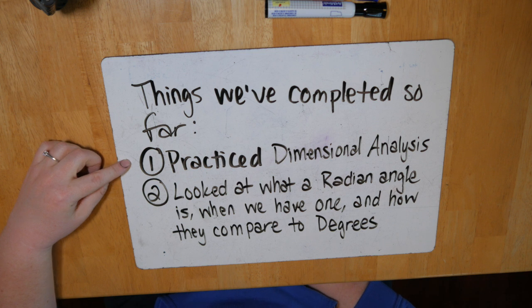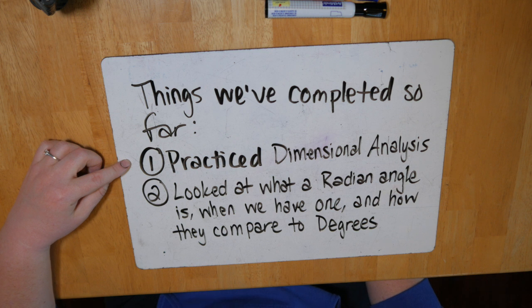I wanted to start by going over some things that we've been working on so far. So first we reviewed and practiced dimensional analysis, which is the process of converting values from one unit to another, or sometimes converting multiple units simultaneously. For example, if something is in miles per hour and we want to convert it to inches per minute or something similar to that, that conversion process would be called dimensional analysis.